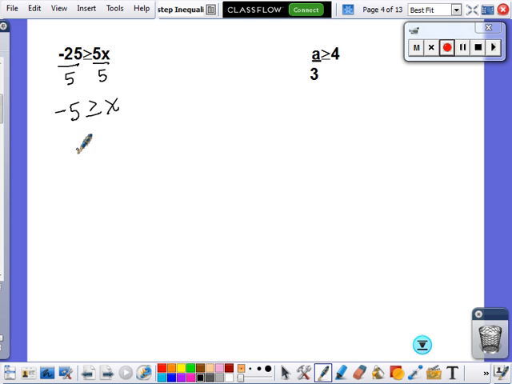But my variable here needs to be on the left. The point is pointing toward x. It still continues to be. There you go. Alright, graph, and do set builder and interval notation.